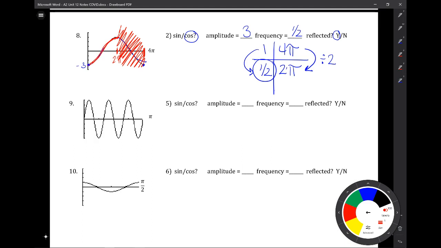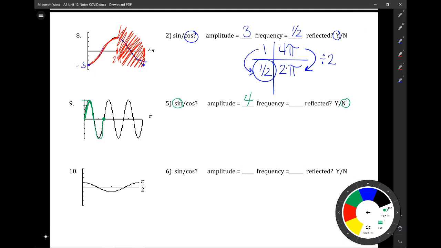All right, let's try another. Let me use green this time. All right, question number 1, sine or cosine. So it starts on the midline, goes up, it goes down, and it stops back on the midline. That is textbook sine. It makes an S. It has an amplitude of 1, 2, 3, 4. So amplitude is 4. It is positive. It goes up first. Okay, it makes a hill first instead of a valley first. So it is not reflected.